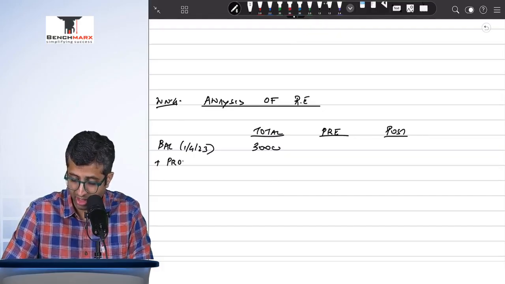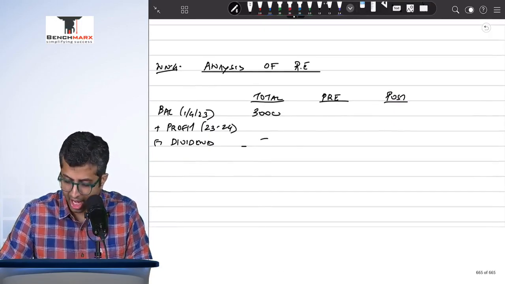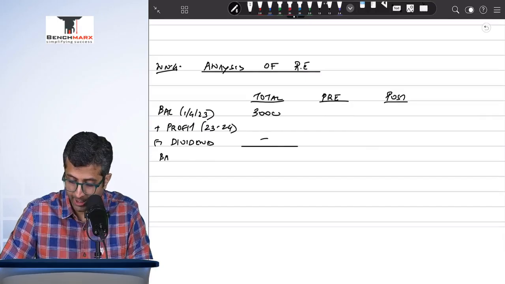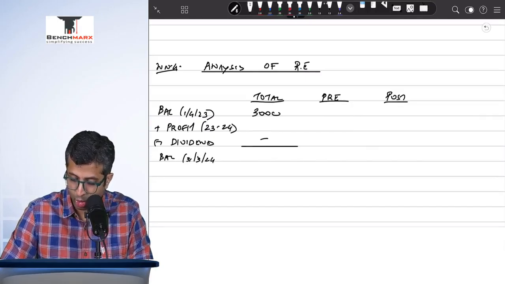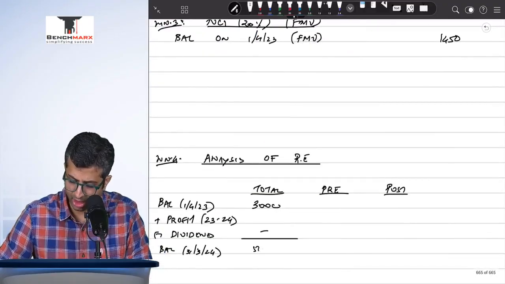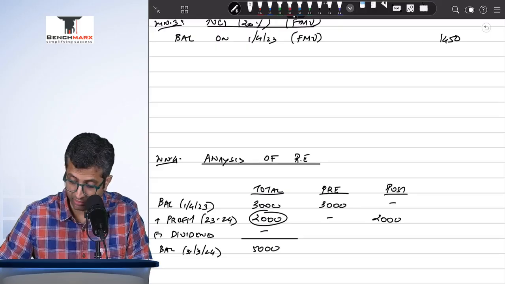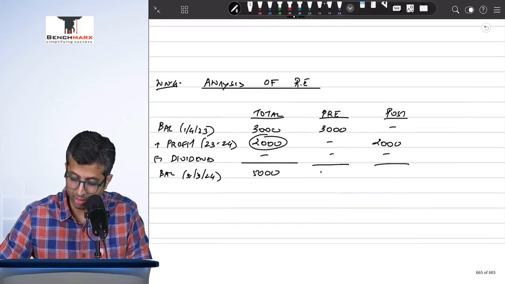Ideally, to this you will add the profits of the year 23-24, which you don't have, but you can calculate. And if there was any dividend or bonus, you could have subtracted this, which does not appear to be the case over here. And hence there will be a balance on 31st March 24, which is 5,000. So if this is 5,000, then during the year, can I say another 2,000 must have been earned? And hence 3,000 will go in the pre column. Acquisition is at the start of the year, and hence 2,000 will go in the post column. So you have attributed 3,000 and 2,000 over here.